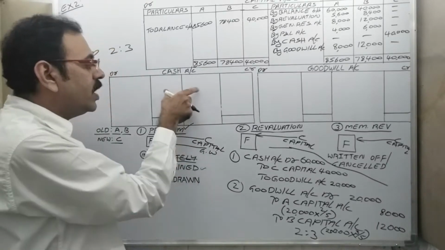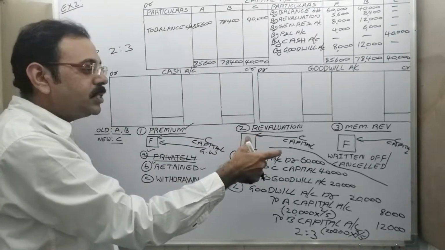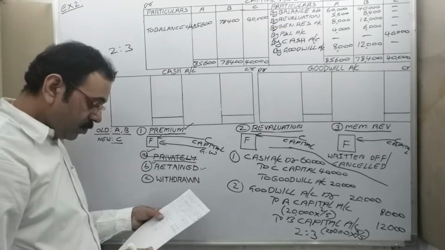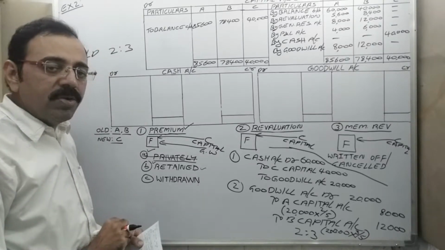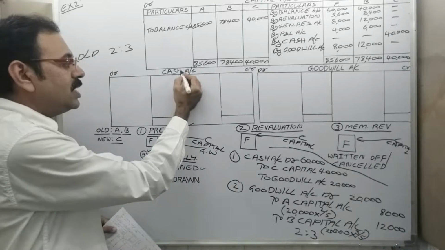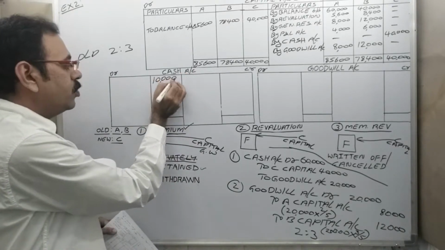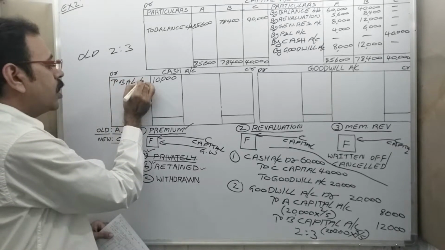Then come to cash account. First, from old balance sheet, opening cash balance we should take now. How much it is? 10,000 rupees. We said we should take, since cash is an asset, debit side we should write that value. To balance brought down.